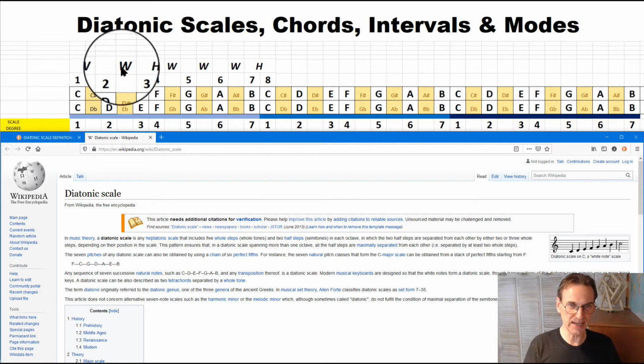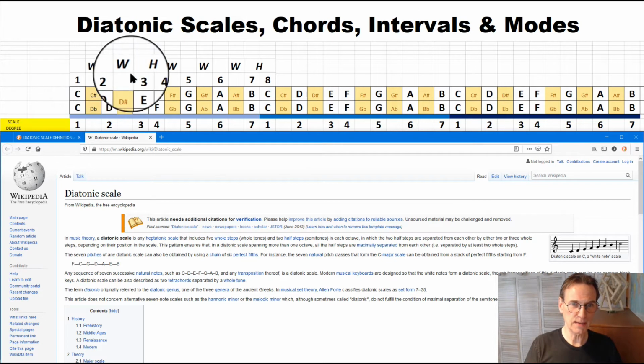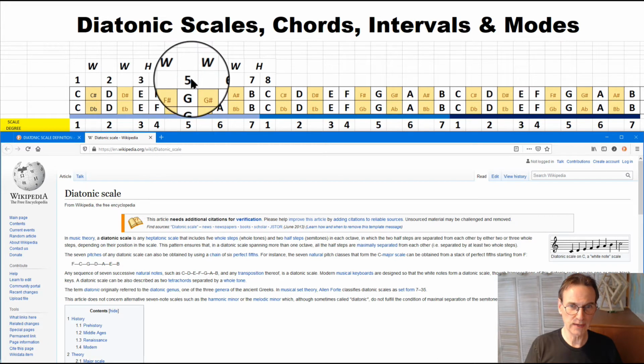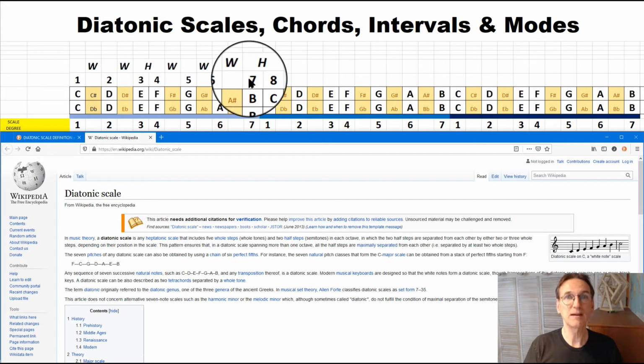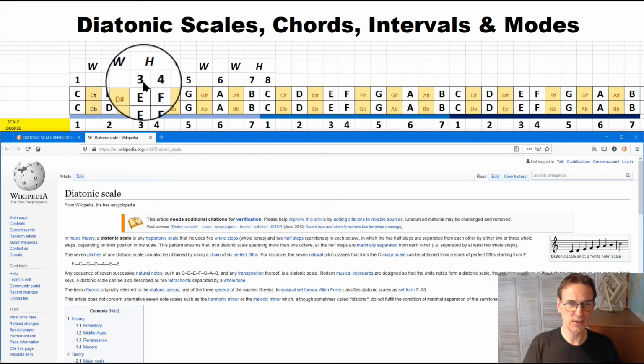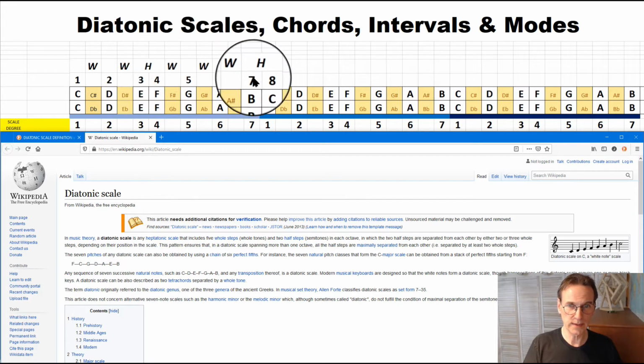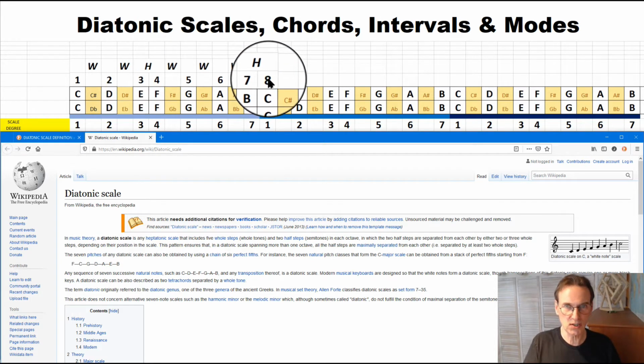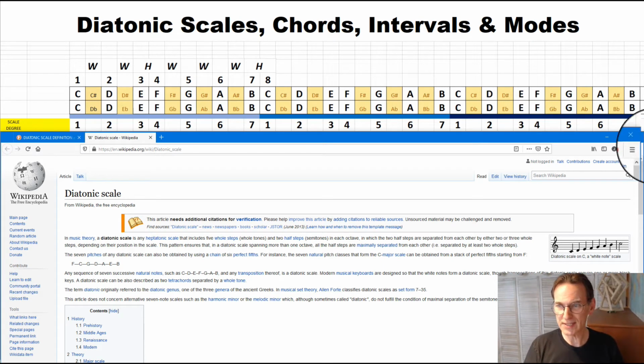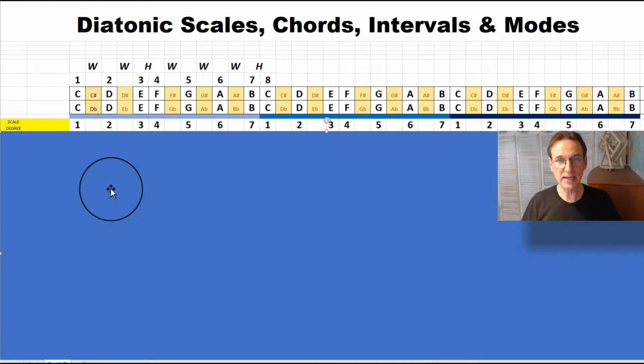Let's take a look at the scale here. Here we've got a whole step, whole, another whole over here, whole, whole. 5 whole steps. And here are the 2 half steps. One there and one there going back to the octave. So that's our definition. Well, let's take a look now at modes.